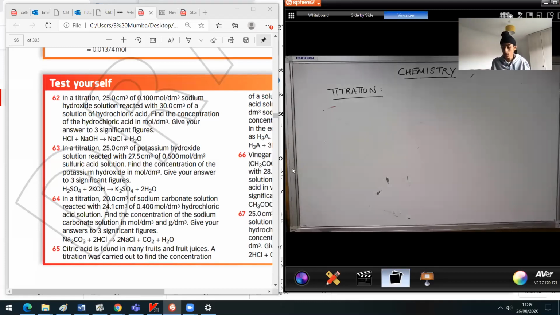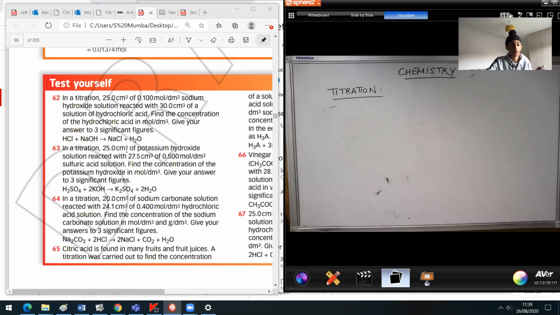All right, so it says in a titration, 25 centimeter cubed of 0.1 reacted with 30 centimeter cubed. Oh, good heavens, this looks exactly like the one we've just done. I really didn't know that there was this question that existed. But there we go. Right, let's have a go at the next one then. 63. In a titration, 25 centimeter cubed of potassium hydroxide solution reacted with 27.5 centimeter cubed of 0.5 moles sulfuric acid. Find the concentration of the potassium hydroxide in moles per decimeter cubed. Give your answer to 3 significant figures.